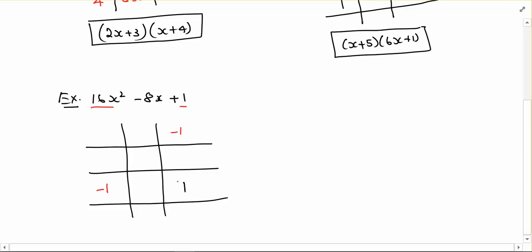Now the 16, on the other hand, many choices, right? So 16 could have been 1 and 16, 2 and 8, 3 doesn't work, 4 and 4. These are all possible choices for 16. Okay, so let's try these out. So what if I put a 1x here and a 16x there? If I did that, then I certainly get the 16x squared. That works. But then over here I have a negative 16x and negative 1x.